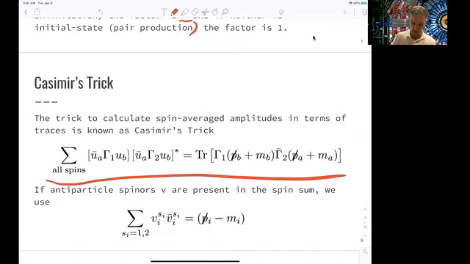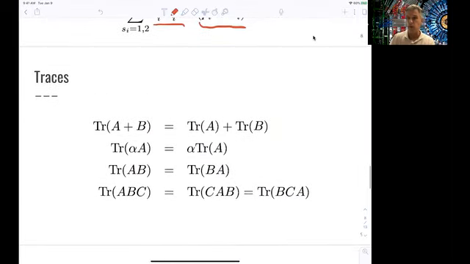If you have antiparticles, the completeness relation reduces to P/ - M. And then we can go ahead. So all you need to know now is how to deal with traces. So first, some general remarks on traces. If you have two matrices, A and B, you want to calculate the trace of A plus B, that's equal to the trace of A plus the trace of B.